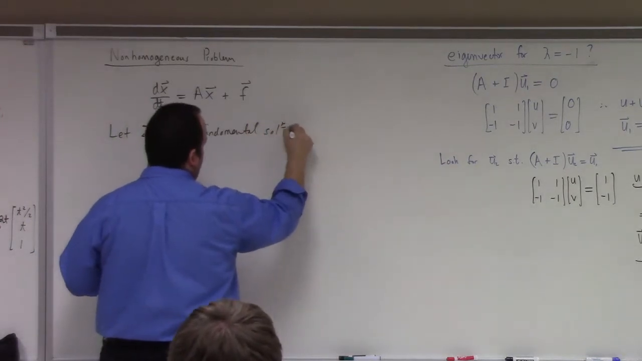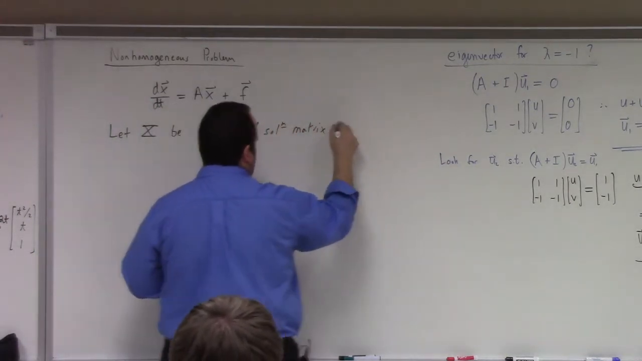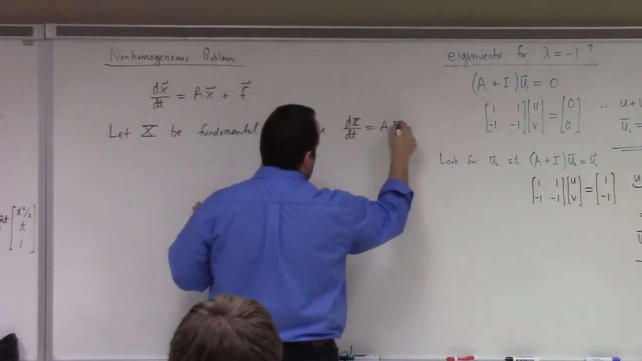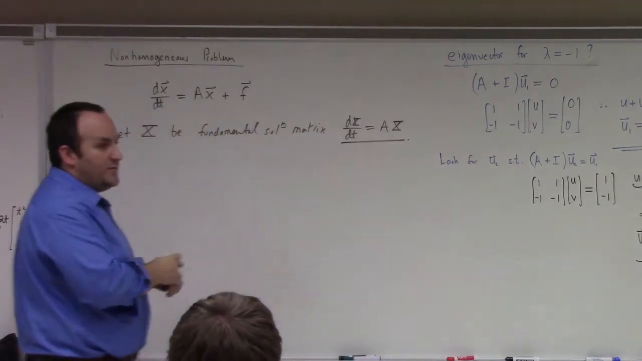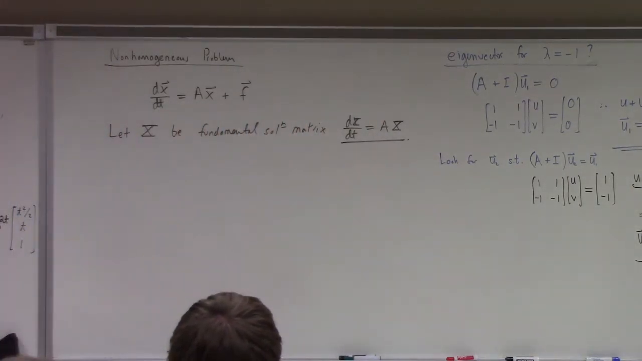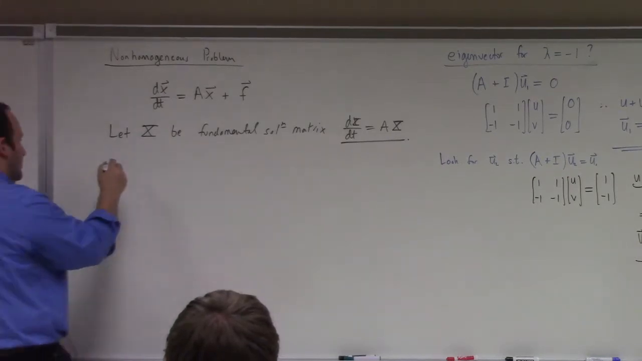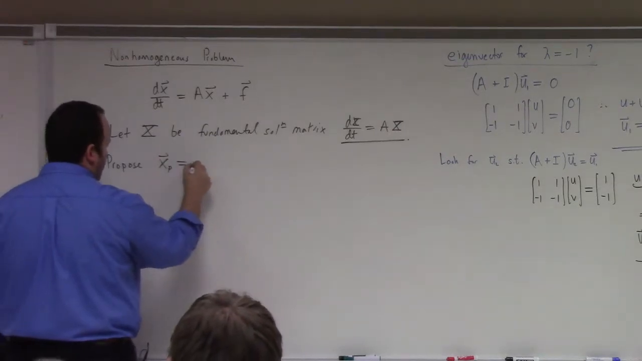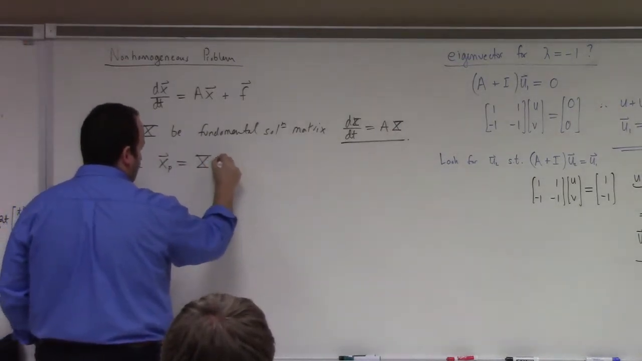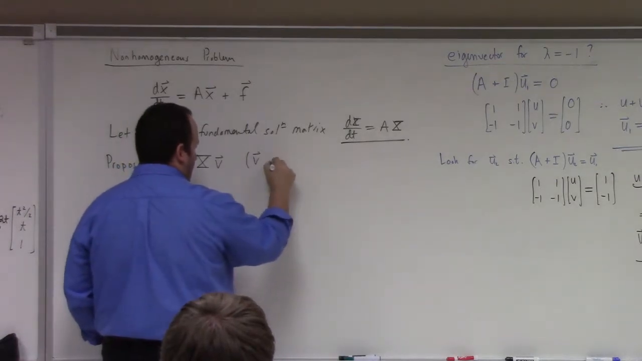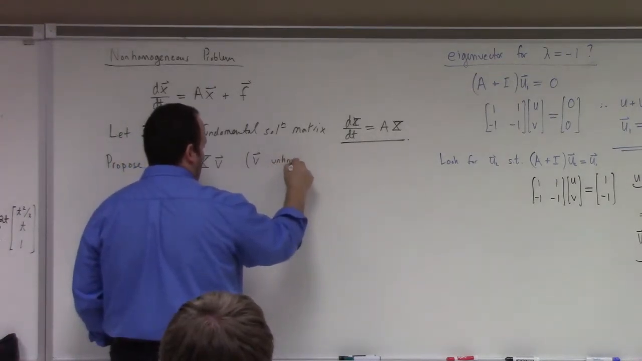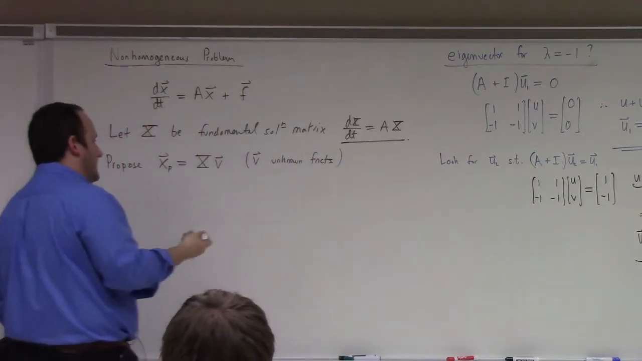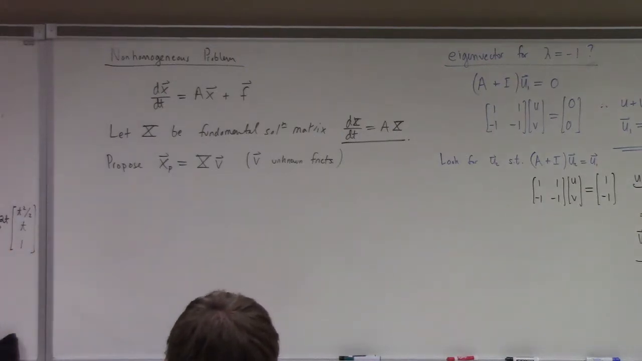Which means what? dX/dt is what? Is AX. So it's the fundamental solution matrix to the corresponding homogeneous problem. And then what we're going to do is propose that our particular solution be formed by X times some vector of unknown functions, v. In other words, v is your parameter. We're doing variation of parameters for systems is what this is.